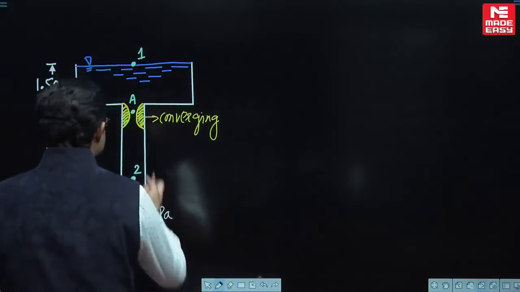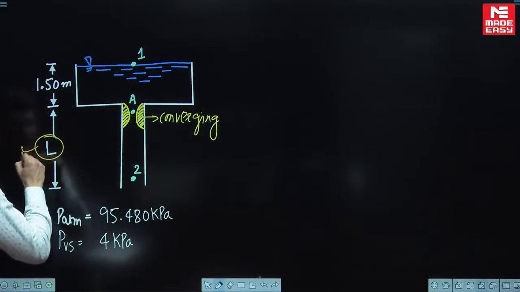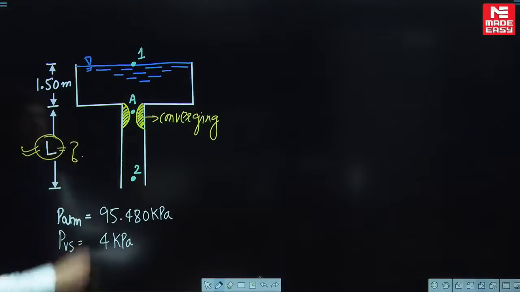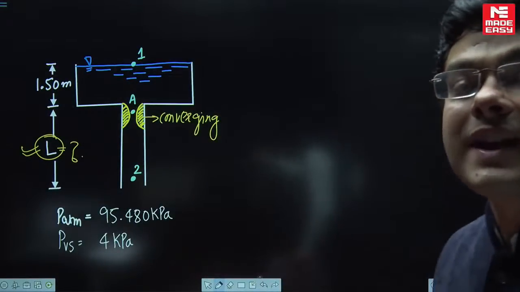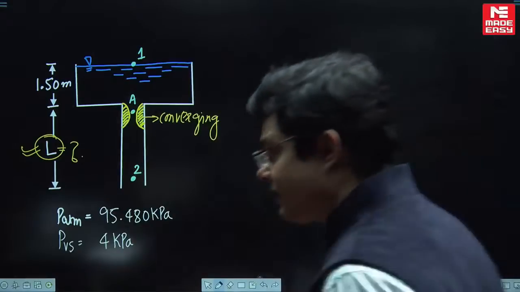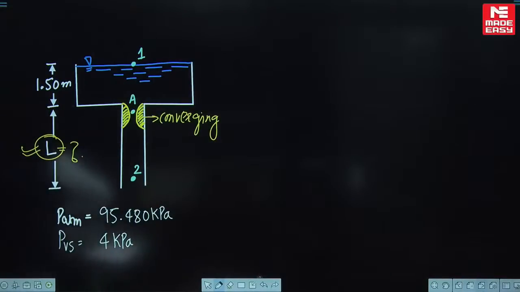Then that fellow is asking you, and you know this velocity and things is going to depend on this length. You need to find out the value of this length such that no cavitation should take place. So what will be the critical condition, my dear students? What a fantastic question again here. What will be the critical condition?